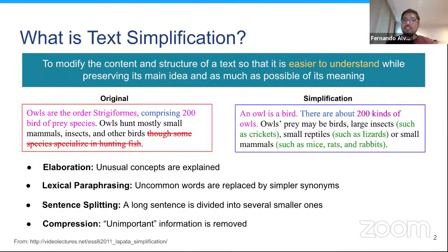And then we have some compression as well, where information that could be considered unimportant is removed. Like in this case, though some species specialized in hunting fish. Now, you can argue that these are not the only operations that happen there, and I agree with that. So, for example, owls are the oldest forms was strongly rewritten into an owl is a bird. So there are many other operations, but these are just some of them. And the idea is to see that many types of changes can be performed in order to simplify a text.